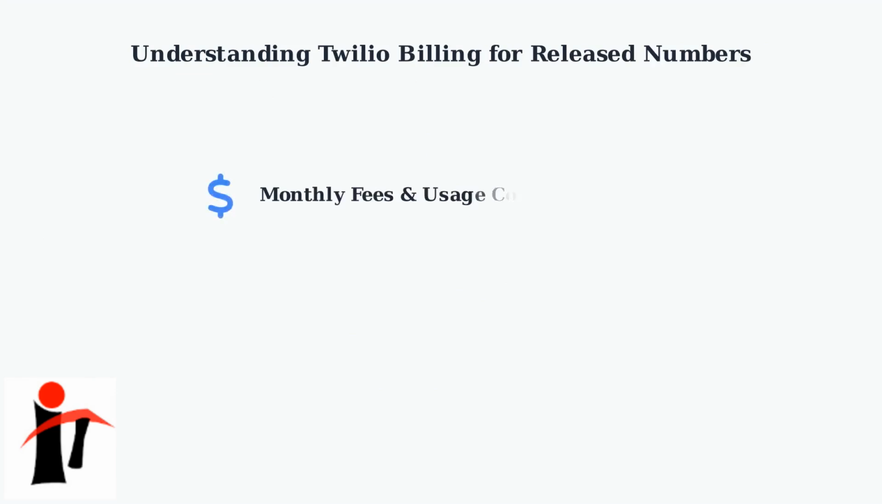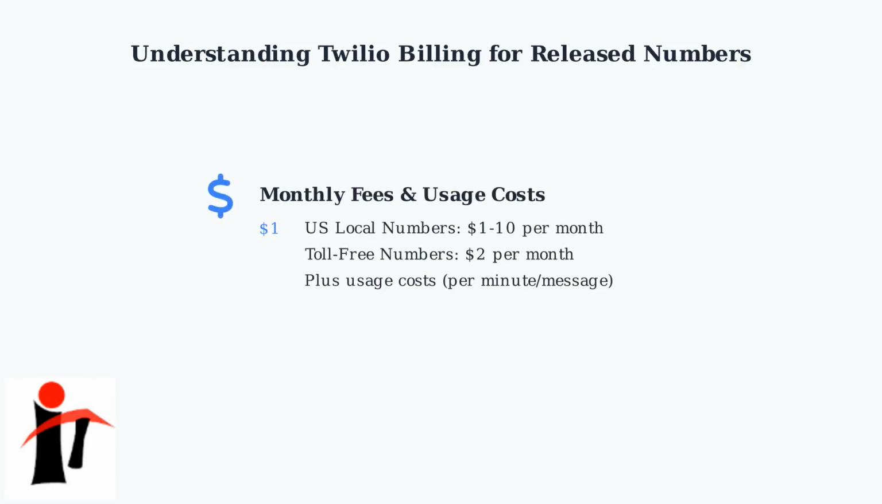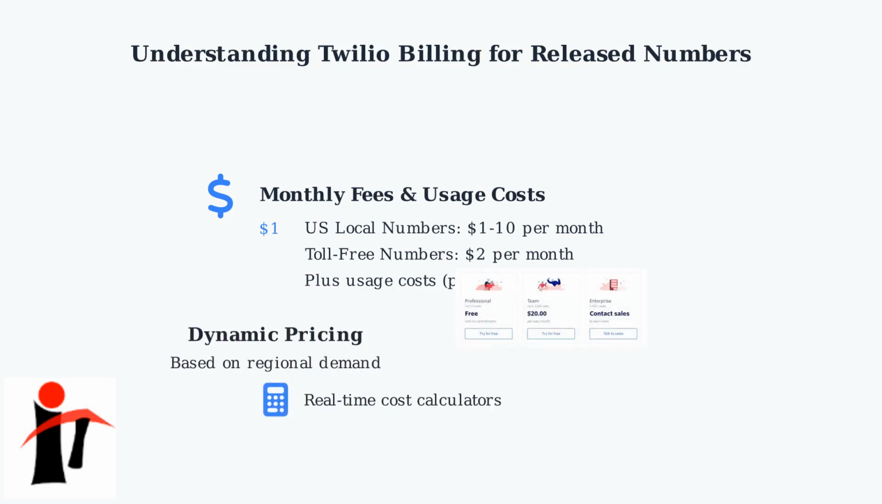Twilio numbers incur monthly fees plus usage costs. For example, U.S. local numbers cost between $1 and $10 per month, while toll-free numbers are $2 per month. These fees cover the number rental, plus charges for any calls, texts, or data usage. Pricing can vary dynamically based on regional demand. Twilio provides real-time cost calculators to help you estimate expenses before selecting numbers.